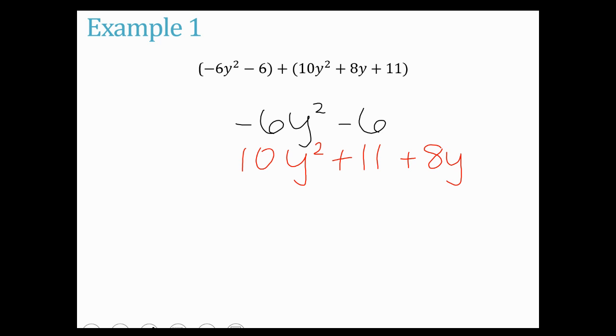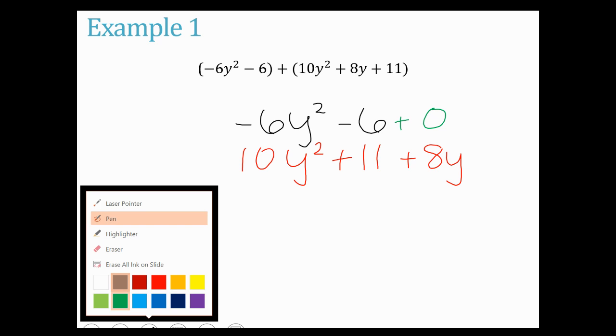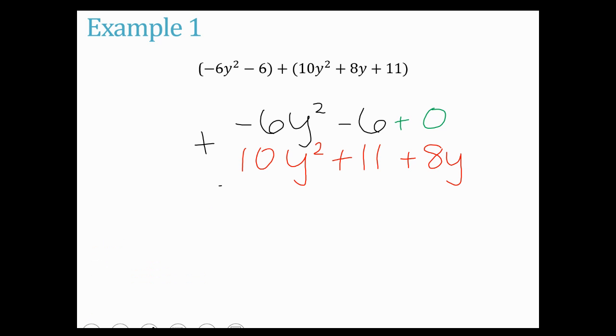Now, if you want to, you can add a little plus 0 up here, so you know exactly what you're doing. You're just adding 0 to it, because it does not have a like term in that first polynomial. So same thing, use your rules of signed numbers. Negative 6y squared and 10y squared, when you add those, you're going to get 4y squared.